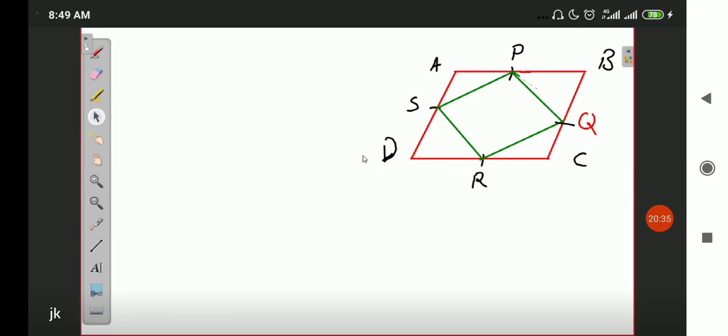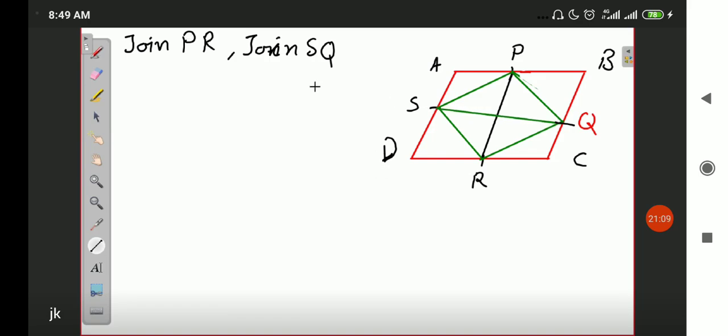This time I want to add two more lines to the construction. Those are join PR and join SQ. So PR will be this line and SQ will be this line. First of all, let us talk about PR. What am I going to do with PR?